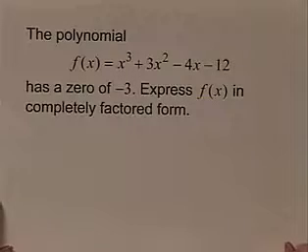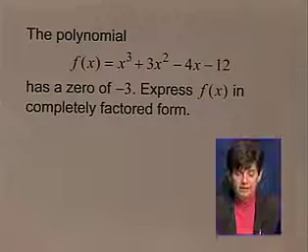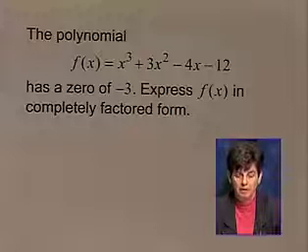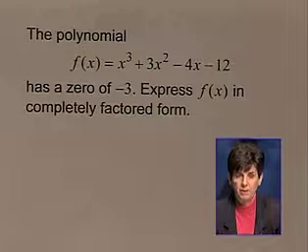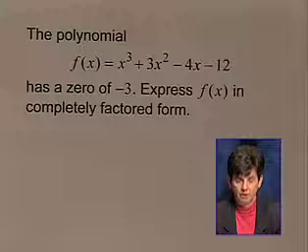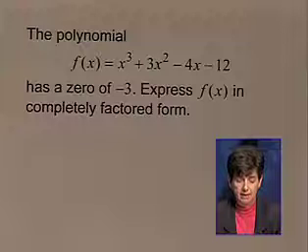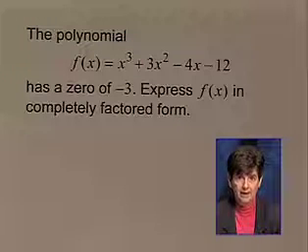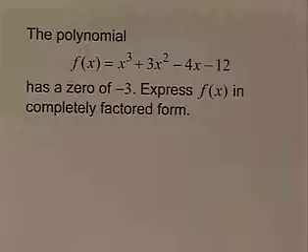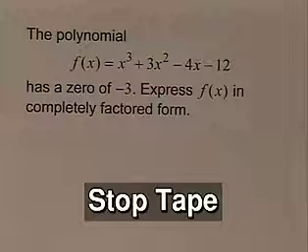Here's another example. The polynomial f of x equals x cubed plus 3x squared minus 4x minus 12 has a 0 of -3. Express f of x in completely factored form. Now I'd like you to try this problem yourself, so please stop the tape while you try this.